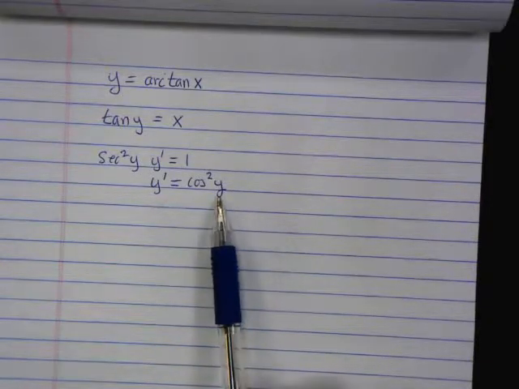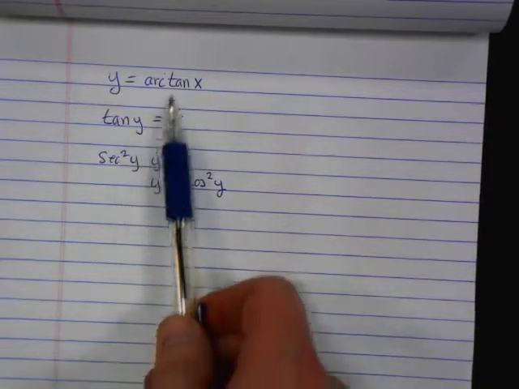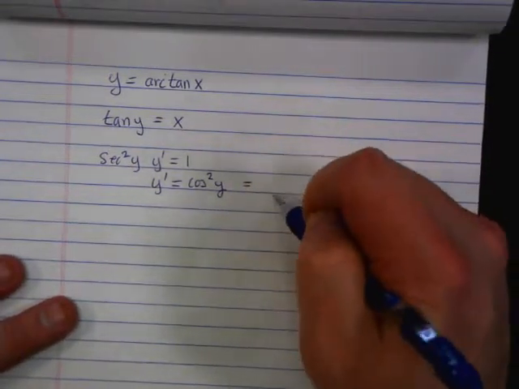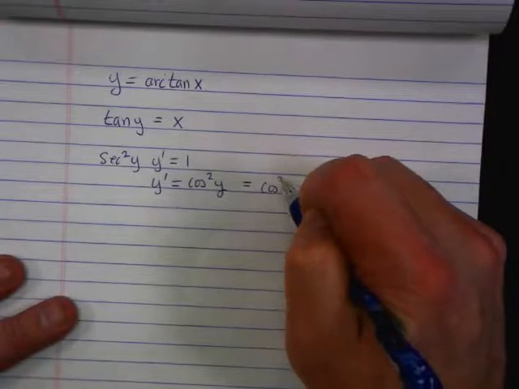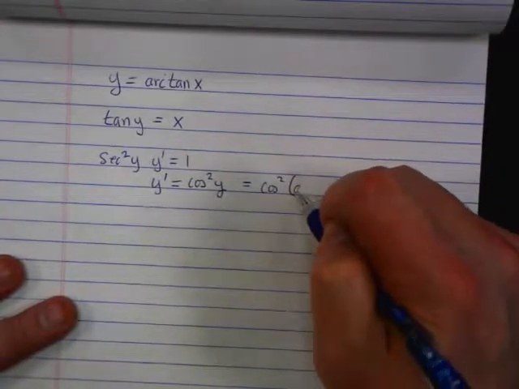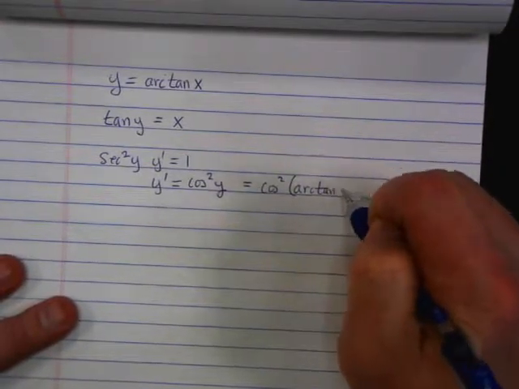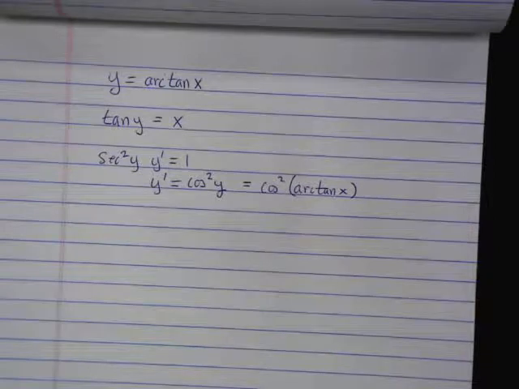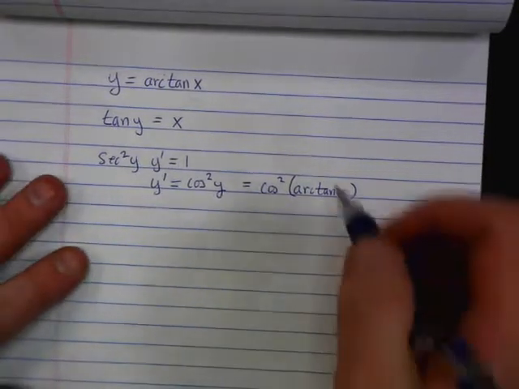True, I could just plug in arctan of x. So I could write this, although I don't like this answer much better. This is cosine squared of arctan of x. That is a correct answer. Not the answer I wanted, though. Here's what I'm going to do. I'm going to draw myself a triangle.